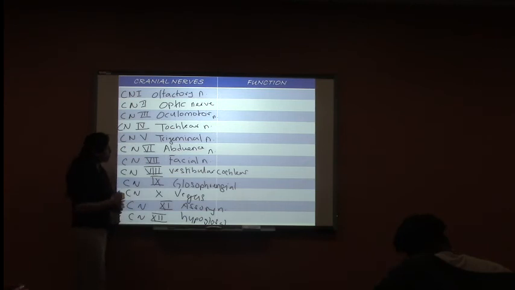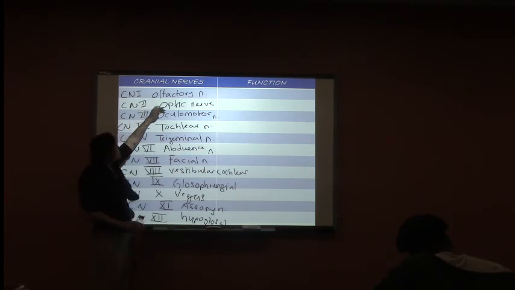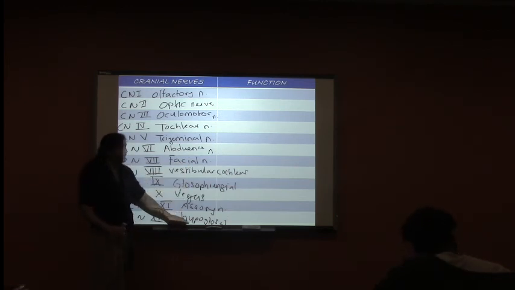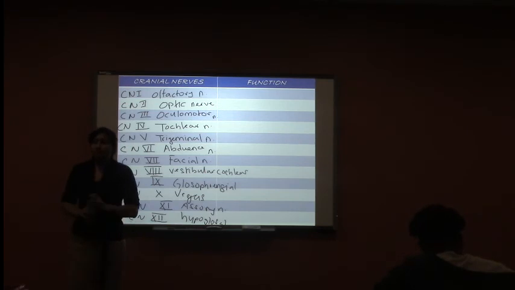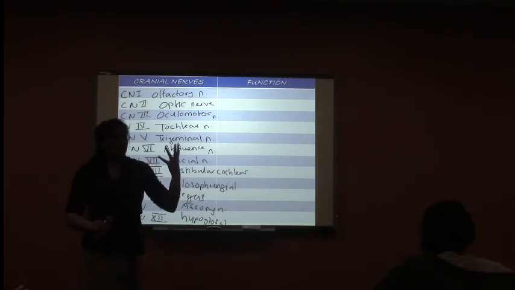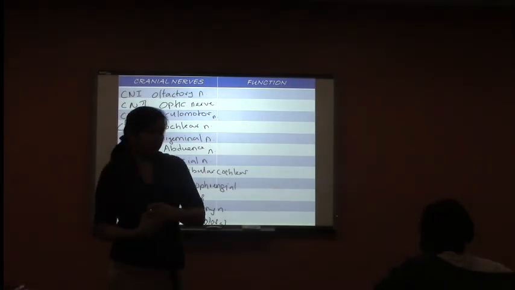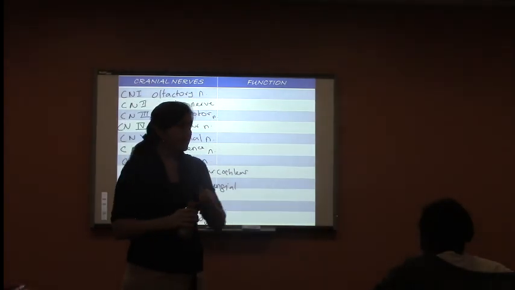Okay? So you have olfactory, optic, oculomotor, trochlear, trigeminal, abducens, facial, vestibular, cochlear, glossopharyngeal, vagus, accessory, and hypoglossal. Those are the 12 cranial nerves. They actually directly come off the brain.